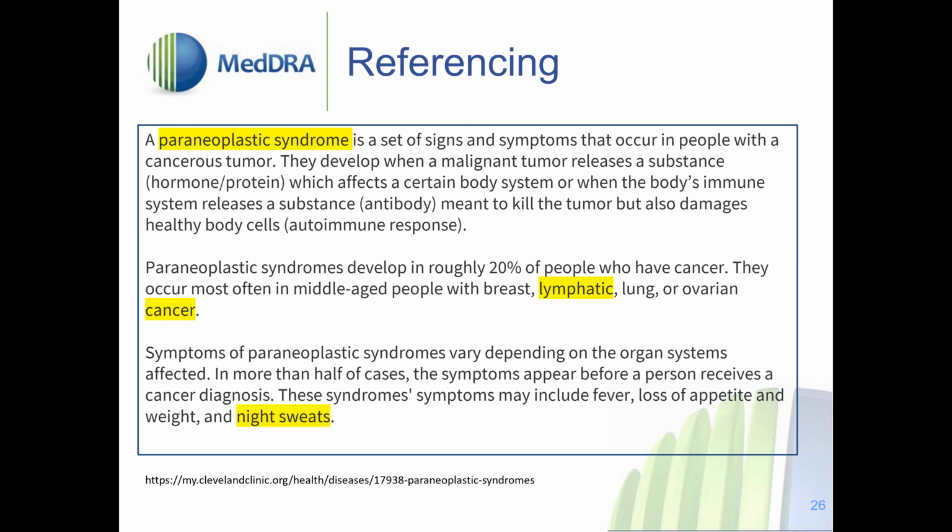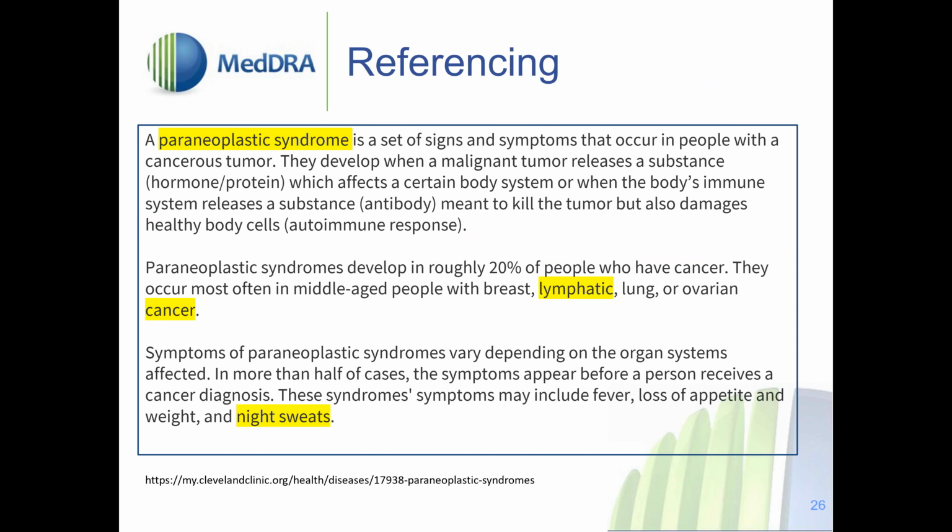Just for those of you who may not be familiar with this, we did some referencing and we found that a paraneoplastic syndrome is a set of signs and symptoms occurring in people with a cancerous tumour. They develop when the malignant tumour releases a substance, so a hormone or protein, which affects a certain body system, or when the body's immune system releases a substance, which is an antibody meant to kill the tumour, but damages healthy body cells in an autoimmune response.